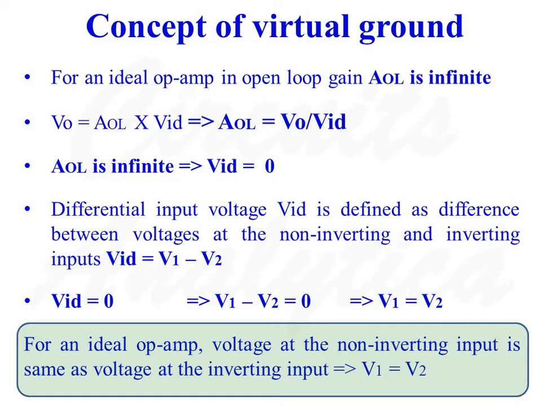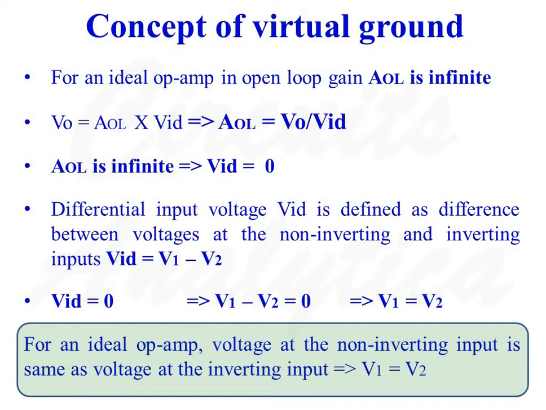Concept of virtual ground. For an ideal operational amplifier, open loop gain AOL is infinite. AOL is nothing but output divided by differential input voltage VID. AOL is infinite means VID is equal to 0 mathematically. So VID is the differential input voltage and it is defined as the difference between voltage at the non-inverting input and voltage at the inverting input. So we can write VID is equal to V1 minus V2.